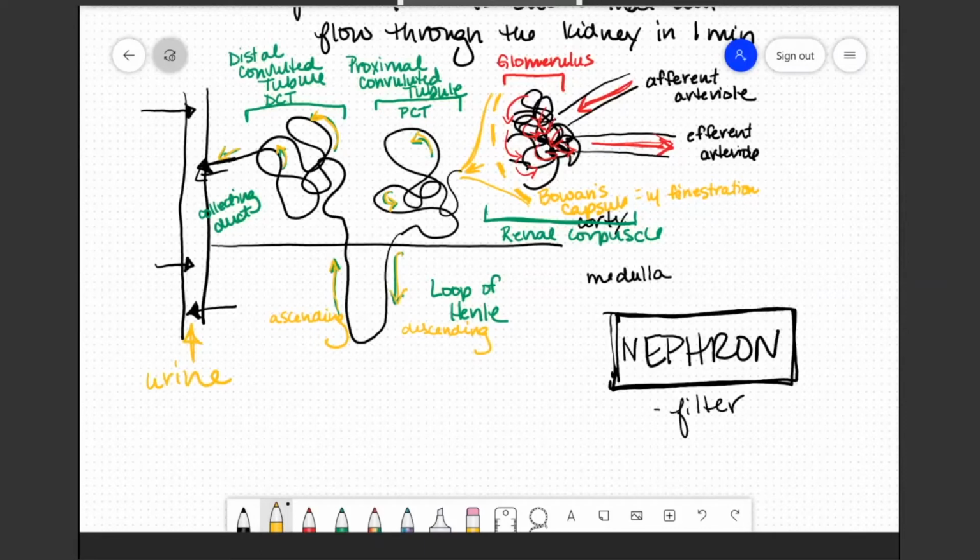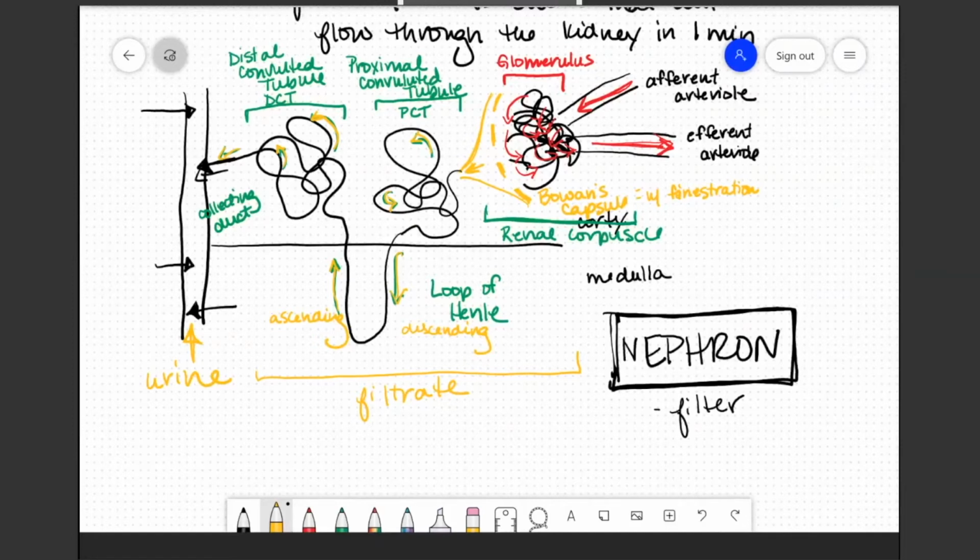So during this process, it's not called urine. Whatever this liquid is, it's called filtrate. The liquid that has been filtered out is called filtrate. Once we get to the collecting duct, that liquid is now called urine.